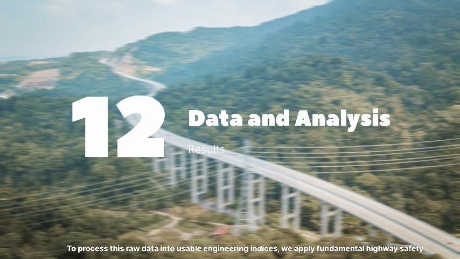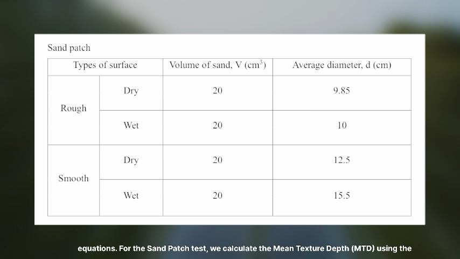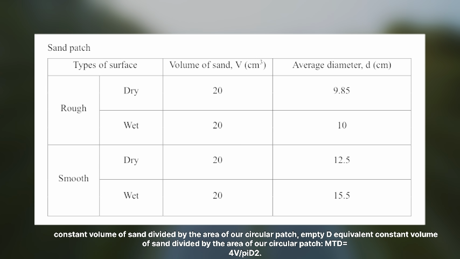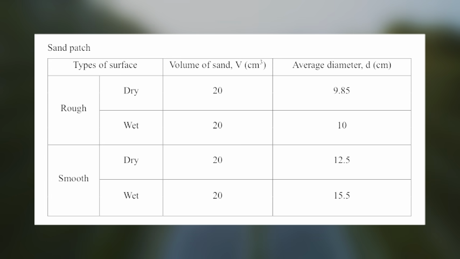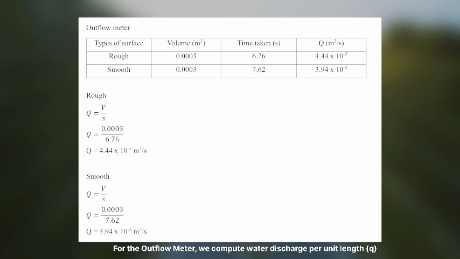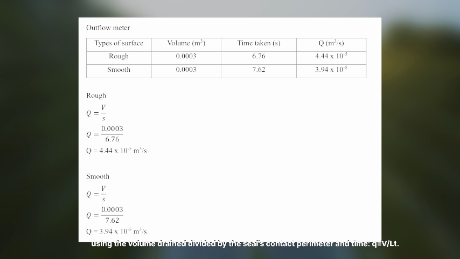To process this raw data into usable engineering indices, we apply fundamental highway safety equations. For the sand patch test, we calculate the mean texture depth (MTD) using the constant volume of sand divided by the area of our circular patch. MTD equals 4V over πD squared. For the outflow meter, we compute water discharge per unit length Q using the volume drained divided by the source contact per meter and time. Q equals V over L multiplied by T. These values mathematically translate physical pavement textures into structural drainage flow rates.